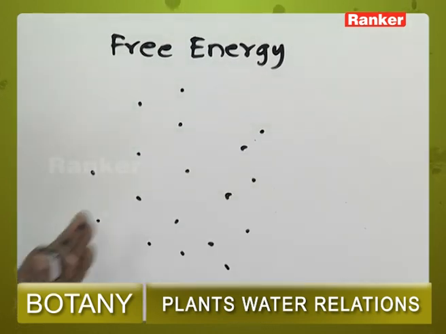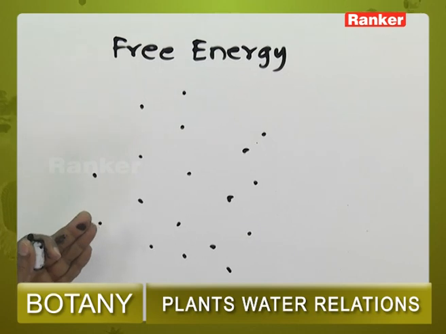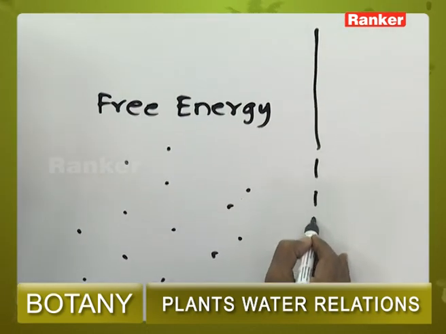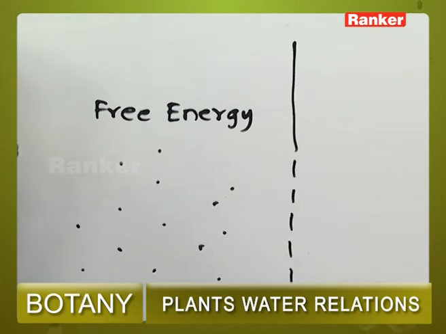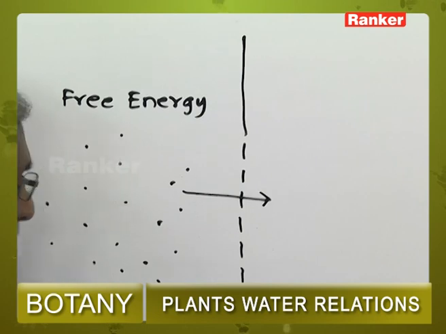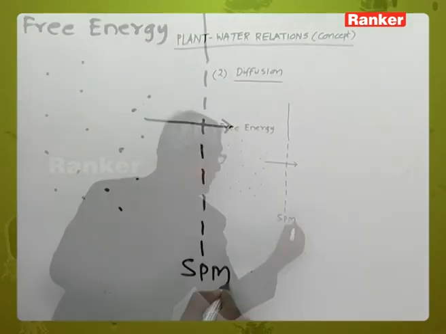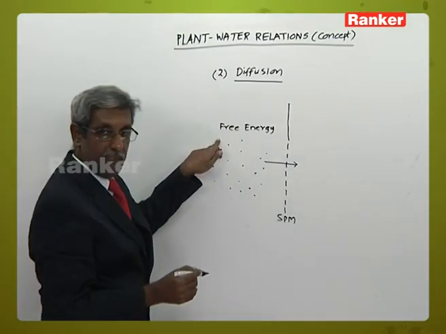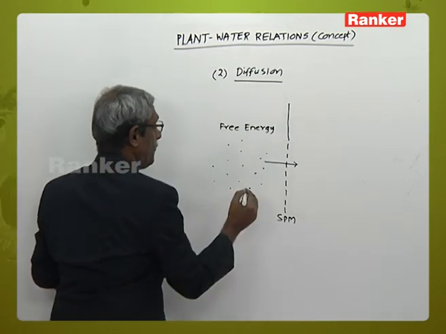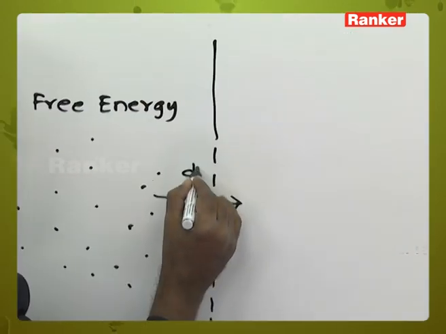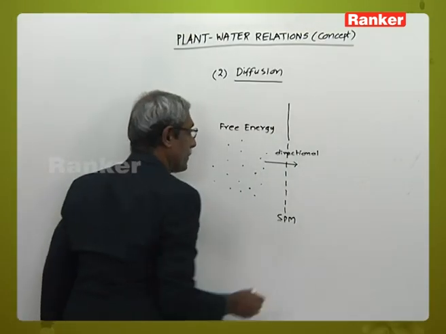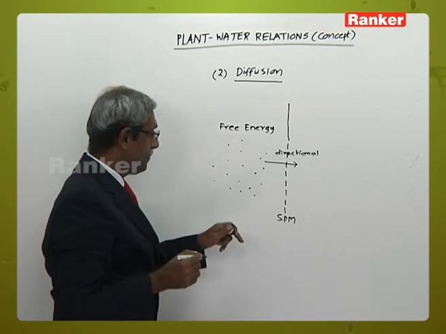The molecule has got more of movement. So when it passes through a semi-permeable membrane, this is a semi-permeable membrane. So from free energy, it can primarily undergo the process of diffusion. During diffusion, there is a directional movement.